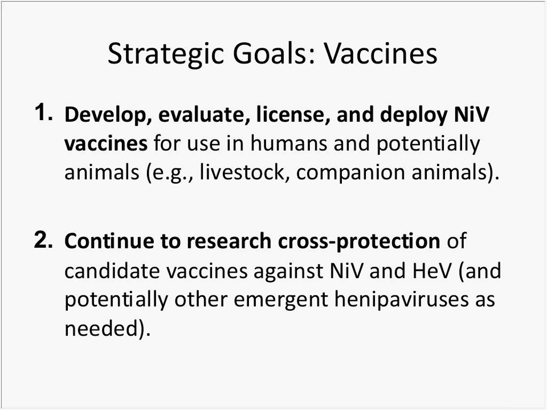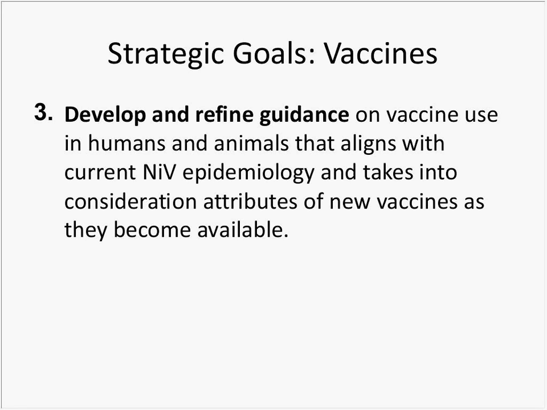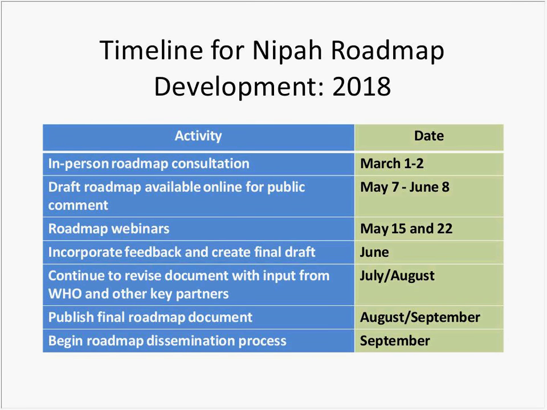Now, in terms of the last goal, the final one is to develop and refine guidance on vaccine use in humans and animals that aligns with the current Nipah virus epidemiology and takes into consideration attributes of new vaccines as they become available. In terms of the work that's been done to date, the in-person roadmap consultation I referred to earlier that included the task force members was held on March 1st and 2nd at the Wellcome Trust in London.